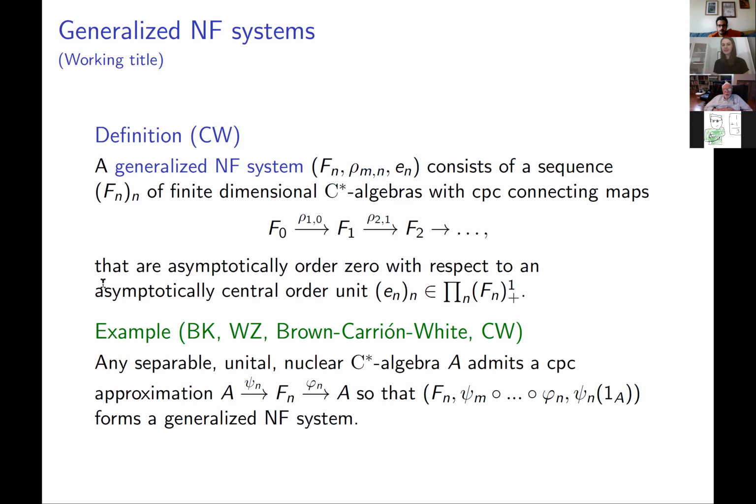Okay, so what's an example of a generalized NF system? Well, I'm really having a hard time citing where this originally appeared in the literature. But looking at work of Blackadar and Kirchberg, Winter and Zacharias, Brown, Carrion, and White, and then along with me and Wilhelm, you can say that any separable unital nuclear C-star algebra admits a CPC approximation, so that if you take those finite dimensional C-star algebras, and you just follow that zigzag that I showed you before, you start in Fn, then you go back up to A, then go into Fn plus 1, then go back up to A, and so forth. Take this composition. These form your intermediate maps. And then the images of the unit of A under these downwards maps will actually form a generalized NF system.